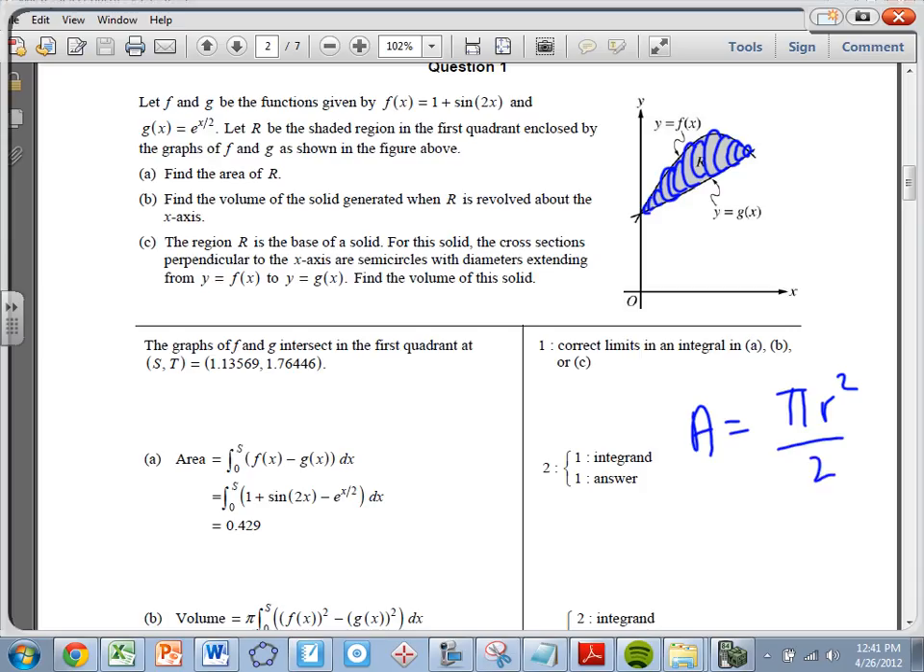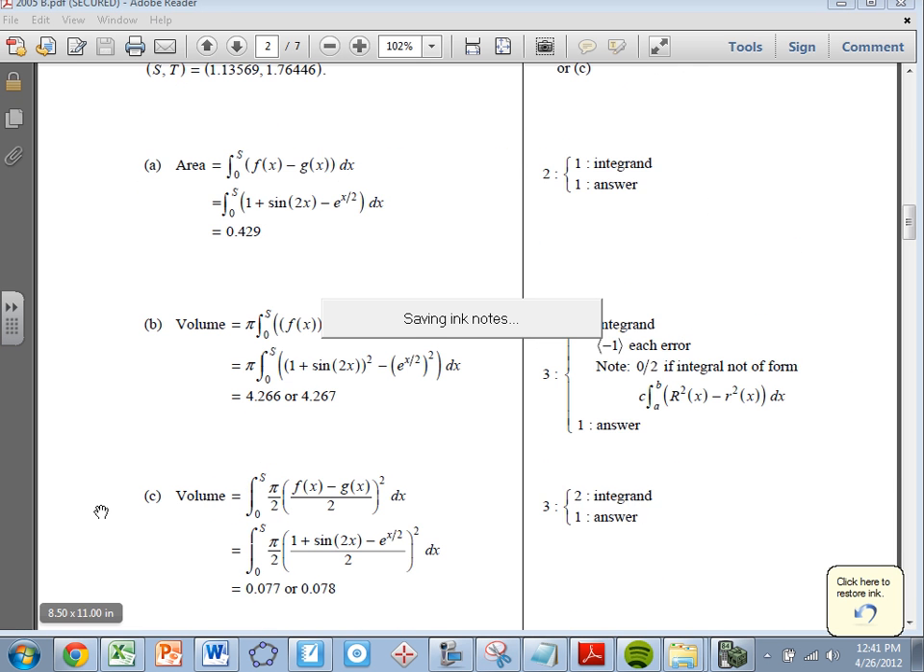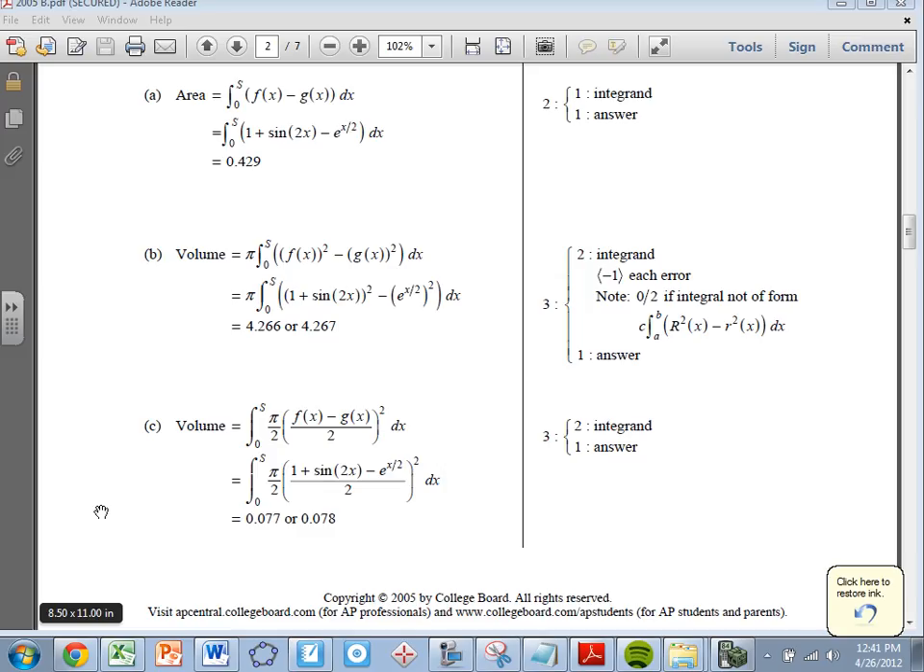The diameter is extending from f of x to g of x, right? So it's just simply f of x minus g of x. That's the diameter. So what's the radius now? Well done. So, when you integrate now, take a look at the solution. You're going to do pi times the radius squared.